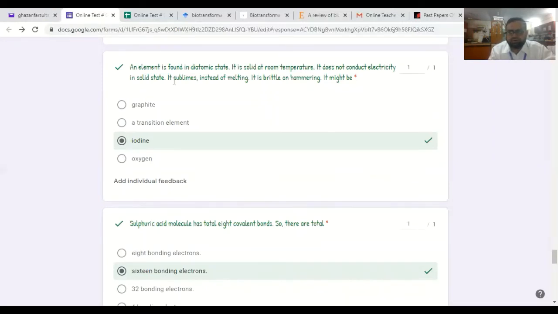It does not conduct electricity in solid state. It sublimes instead of melting. This is another point that shows that it is iodine. It is brittle on hammering. Yes, molecular solids, when they are hammered, break into pieces. So the correct option is iodine.